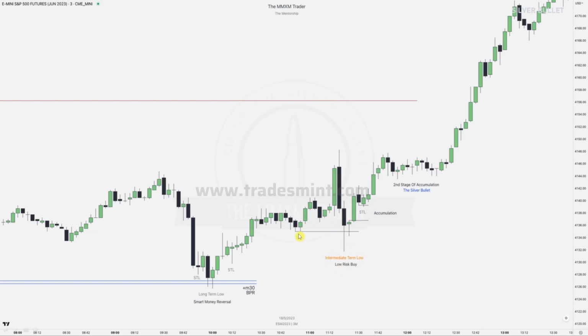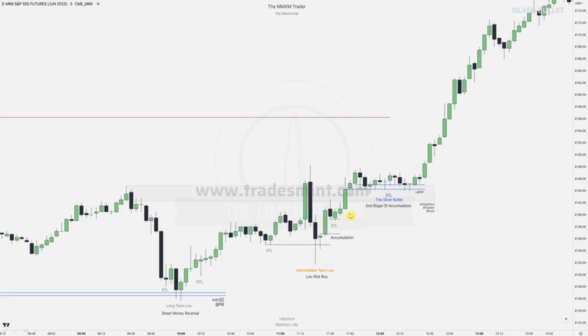But also we have an intermediate term low formed down here. Why? Because we have that short-term low to the left of it, right? And that short-term low to the right of it. Now this is confirmed, right? Instead of anticipating and taking an entry on this short-term low, now we wait for this intermediate term low to be formed and then go into second stage of distribution, which is over here, and that will be the silver bullet setup.